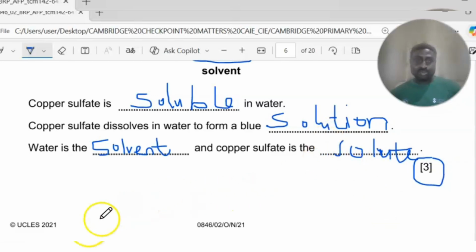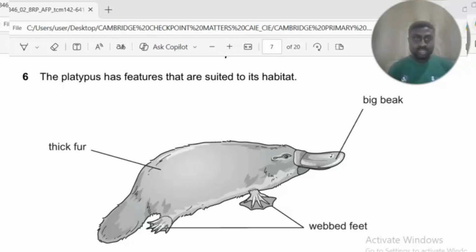Put it down in your writing pad. Question 6 is the biology strand of primary science checkpoint. The question reads, the platypus has features that are suited to its habitat. For your information, the platypus is the only mammal that has the egg-laying ability. That is to say, among all mammals, the platypus is the only mammal that lays eggs, and it hatches the eggs when the eggs are mature or due. So take note of that, but that's not the question.